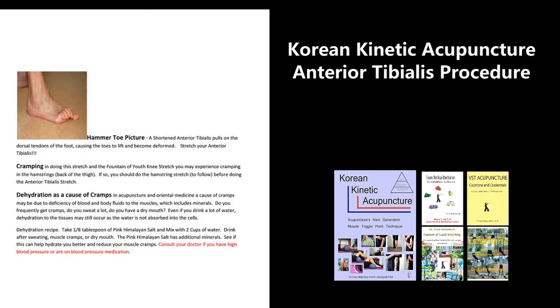Now here's a good visual example of what a short muscle and stretched tendons will do. This is called hammer toe, which is similar to the arthritic developments where you'll see a patient's toes crossed over one another, like crossing their fingers. A shortened anterior tibialis and extensor digitorum longus pulls on the dorsal tendons of the foot, causing the toes to lift and become deformed.